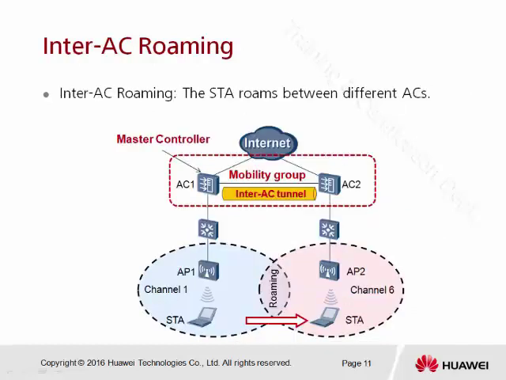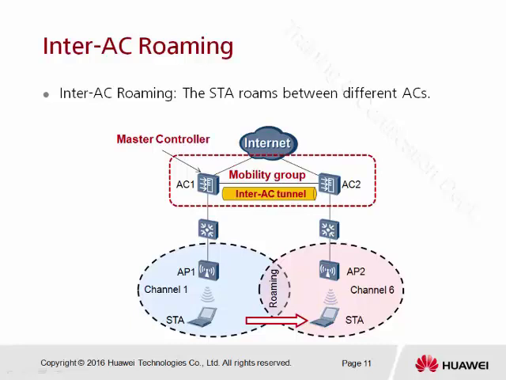So this is the inter-AC roaming. You can clearly see from the picture here, they're showing two ACs. One AC will become the master controller. So when the AP is managed by two different ACs, and now the PC is trying to move the connection from AP1 to AP number 2, this kind of roaming we call inter-AC roaming.